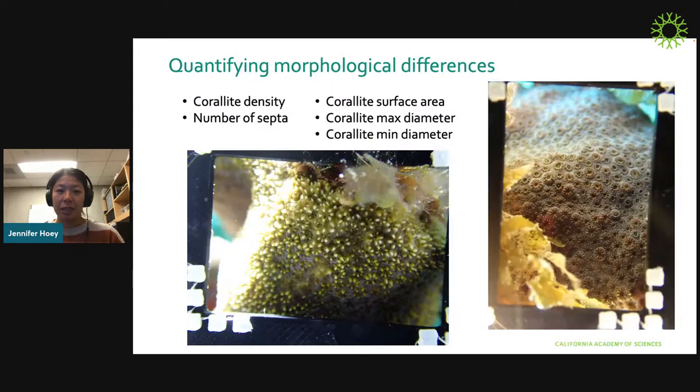And so another thing that's in the pipeline is to analyze these macrophotos. So something that I would like to do soon is to quantify these fine scale morphological characteristics and then combine that with the genetic data that we will be getting. Examples of morphological characteristics that I'm aiming to look at are things like the density of individual coral colonies, corallites on the colony, the number of septa, which are these little teeth formations on the edge of a corallite, and then also aspects of how big the corallite is.